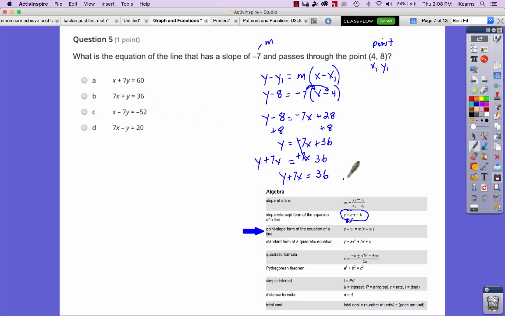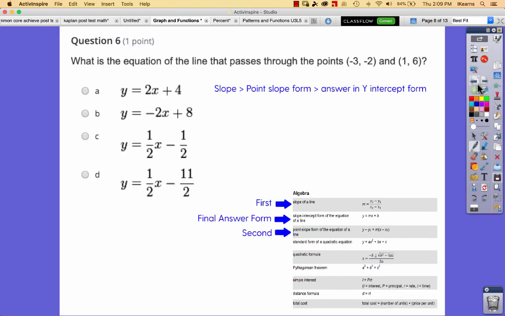So it's not exactly the same, but anytime you're adding, 2 plus 3 equals 5, and 3 plus 2 equals 5. So we can switch these around. 7x plus y also equals 36, which is one of our answer choices right here. Okay? All right. Number 6.